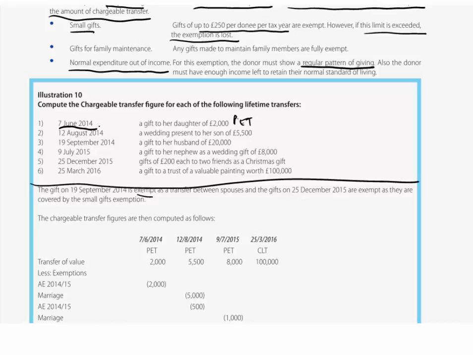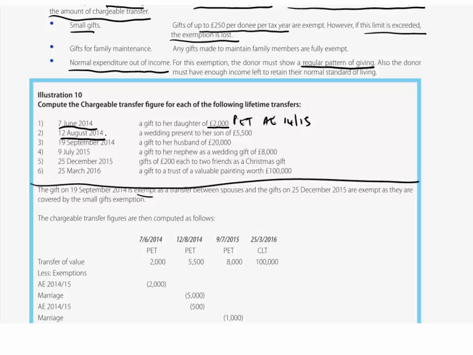Right, if that is the first transfer that we've made, which annual exemption do we use first? We will use the current year. So that's AE 2014-15, annual exemption for the 14-15 tax year. But the gift was only £2,000, so we use 2,000 of the 3,000 annual exemption.